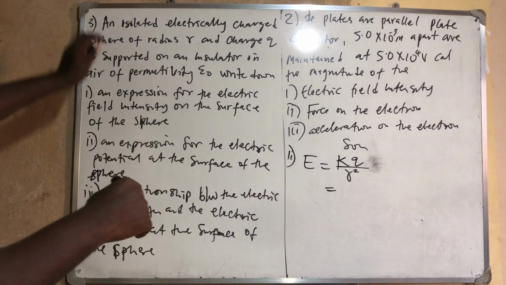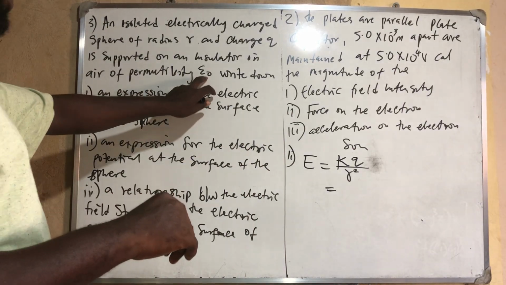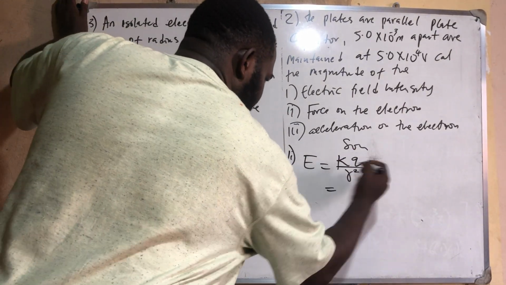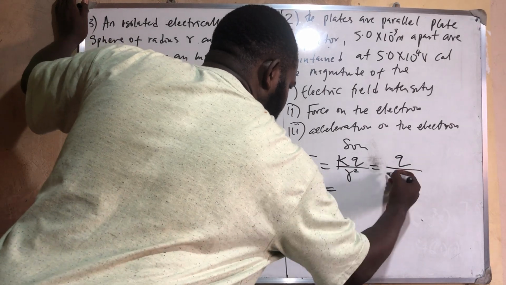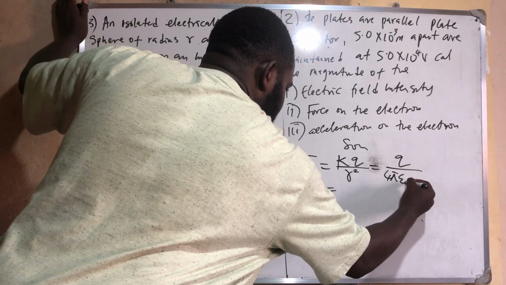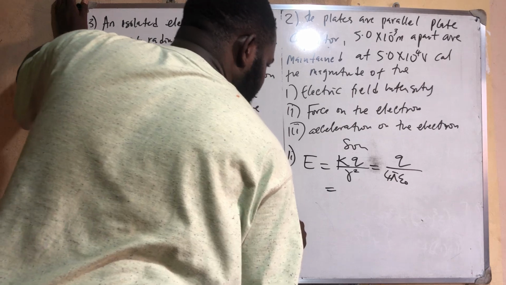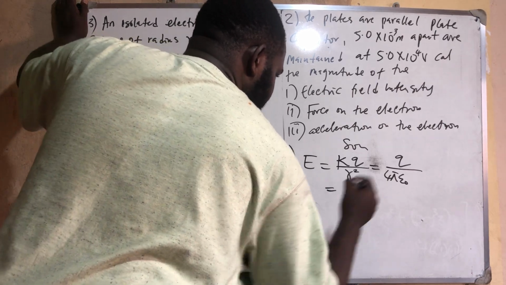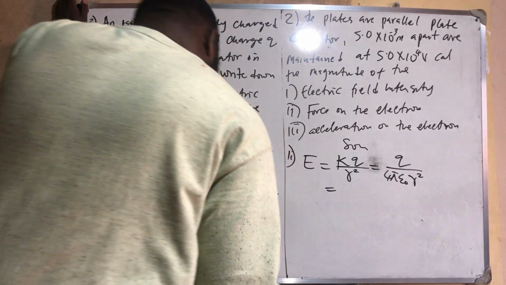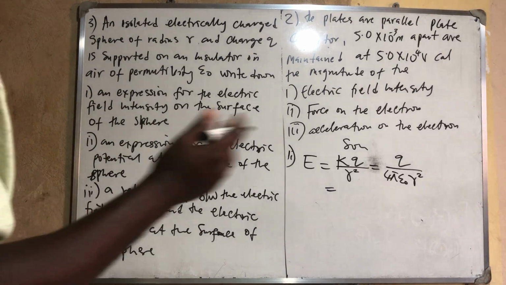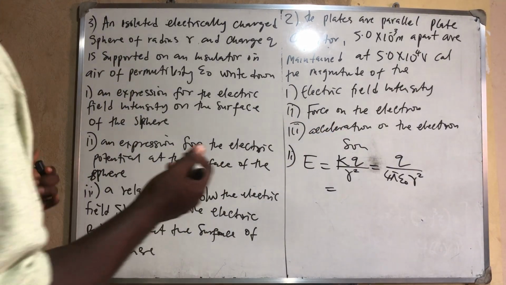But they did not tell us K, since they gave us permittivity. So I'm going to have my K set as 1 over 4 pi E naught. So E equals Q over 4 pi E naught R squared. That is the formula you are required to get. As simple as that. Very, very simple.